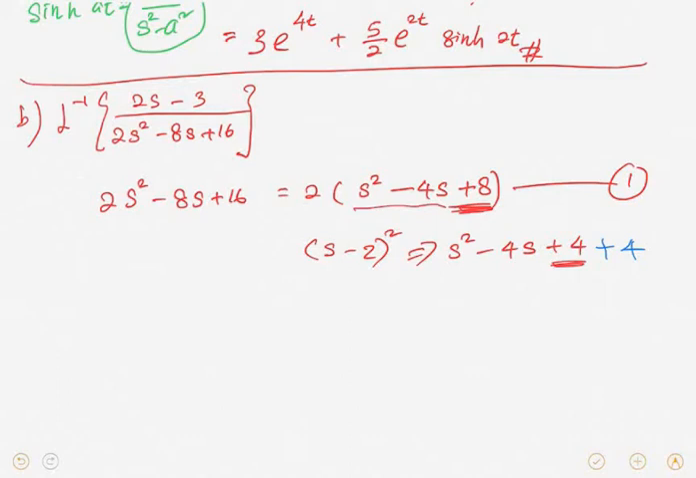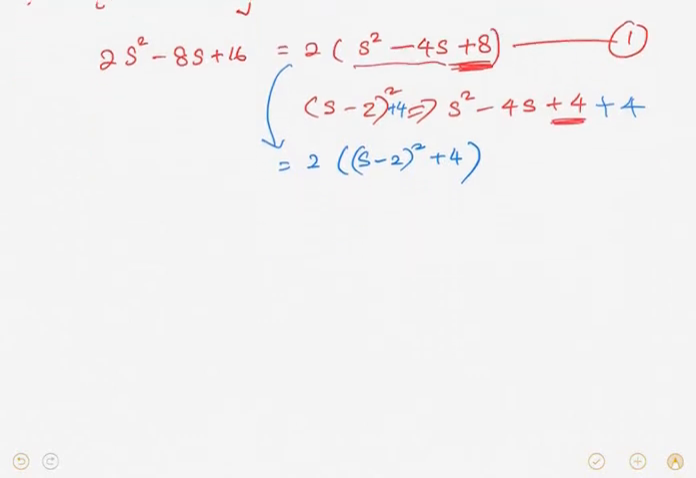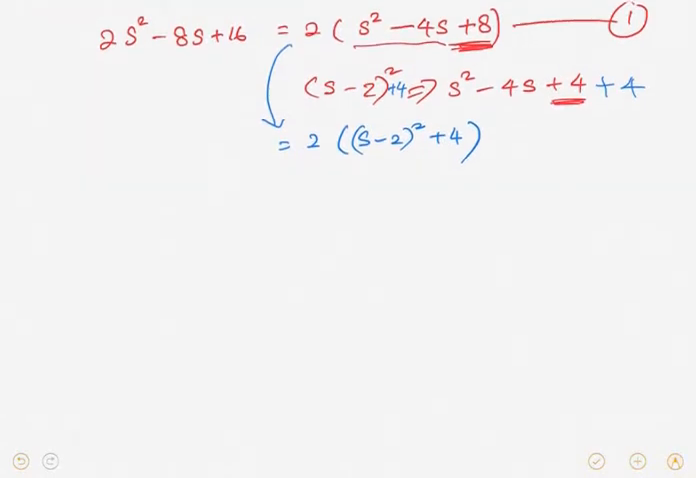So this means that this one also add 4. So now the answer will be 2s minus 2 square plus 4. Okay, you already know the answer is this one. And then we change inverse Laplace transform of 2s. I copy down again from the question.